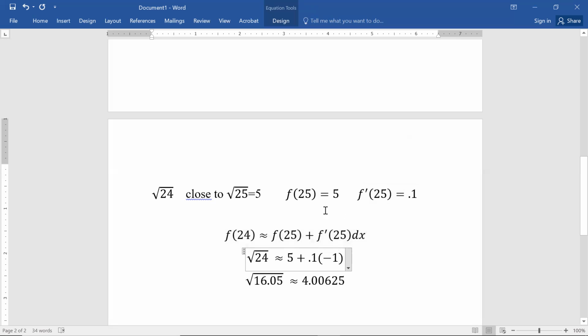The change in x is negative 1 because we went from 25 to 24, which means we went down by 1. This means that our approximation for the square root of 24 is 4.9. If you take the square root of 24, you indeed get something pretty darn close to 4.9, about 4.898979, and so on.